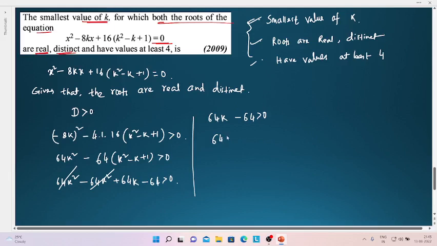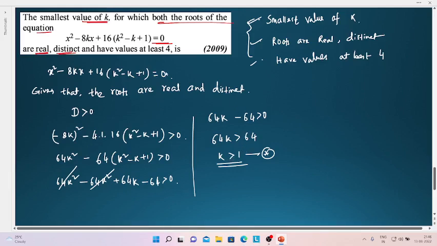So definitely 64k will be greater than 64. So 64 and 64 will cancel out. We can divide by 64. So we will have k greater than 1, right? So k greater than 1. So this is a relation which I have, which is k greater than 1, right?